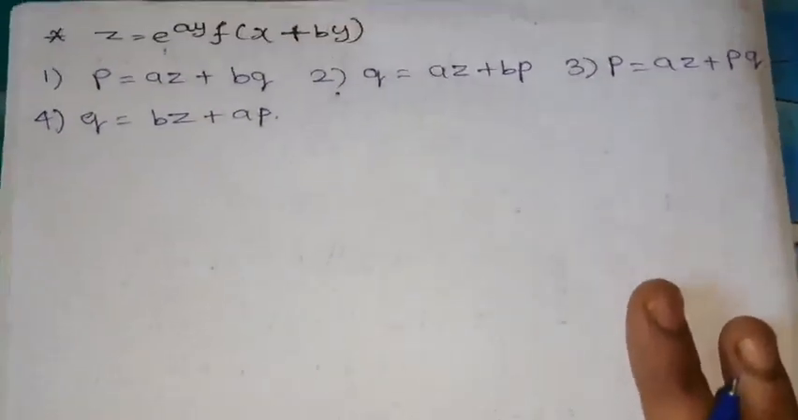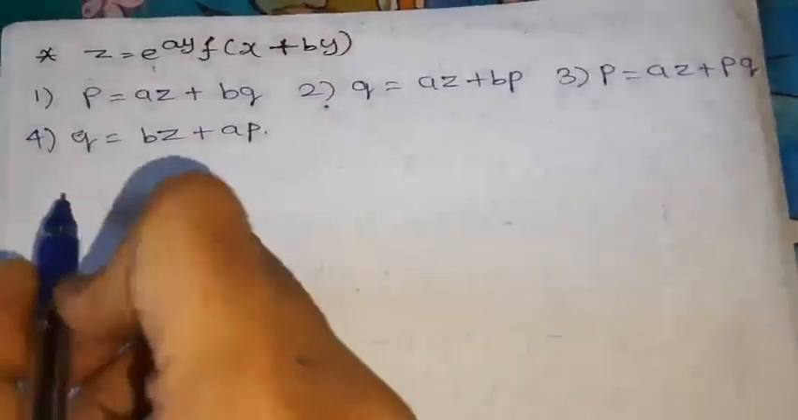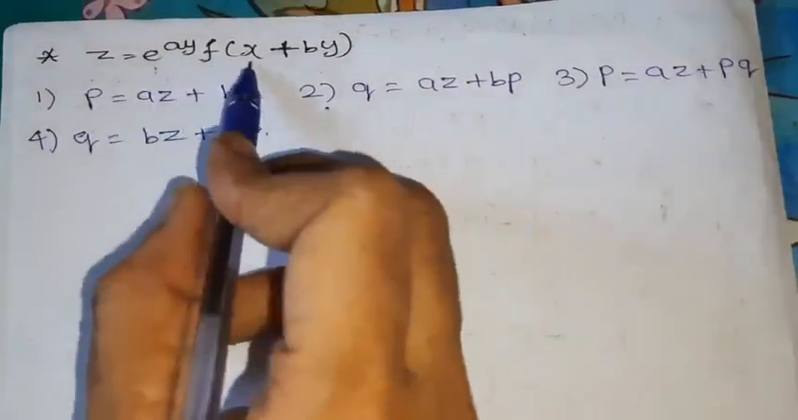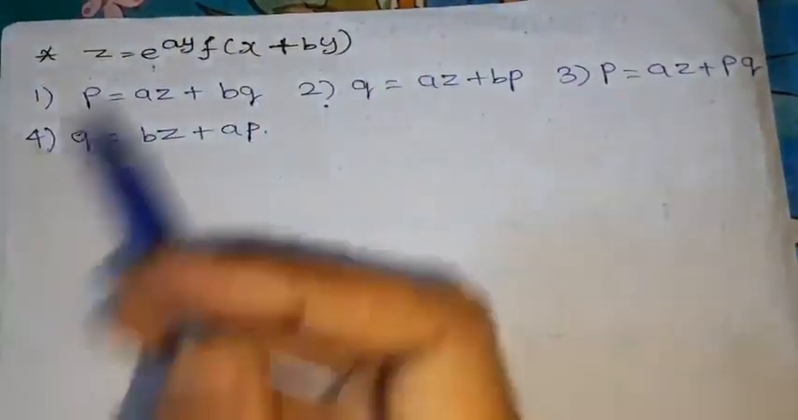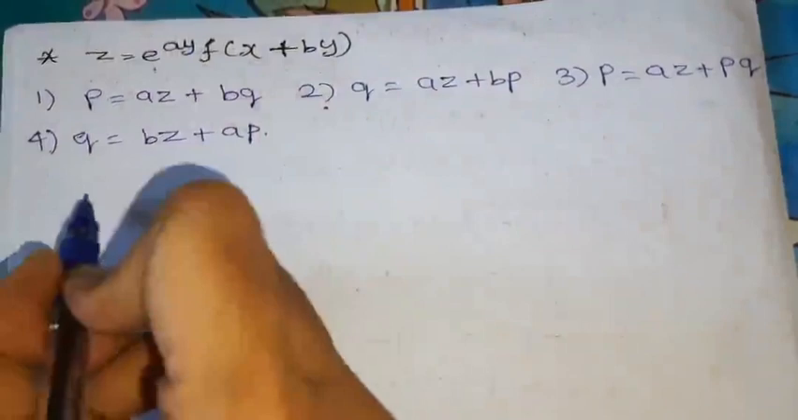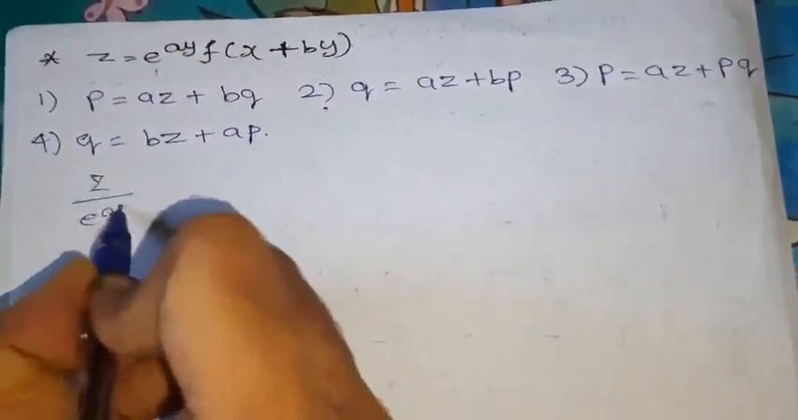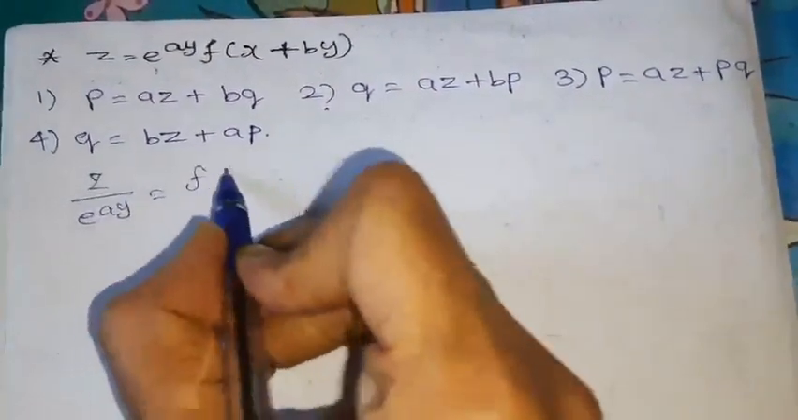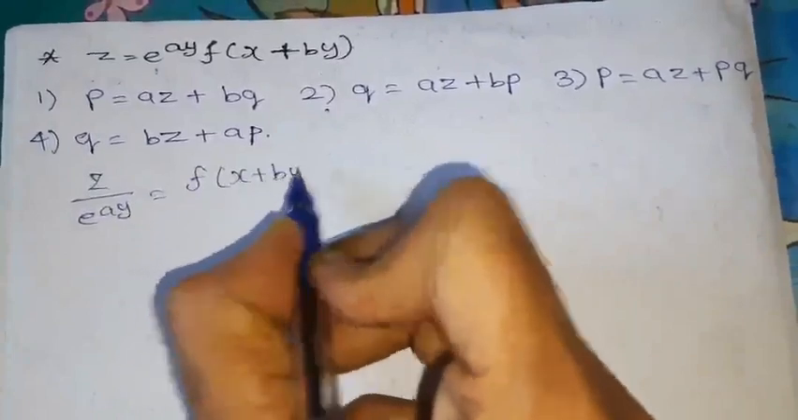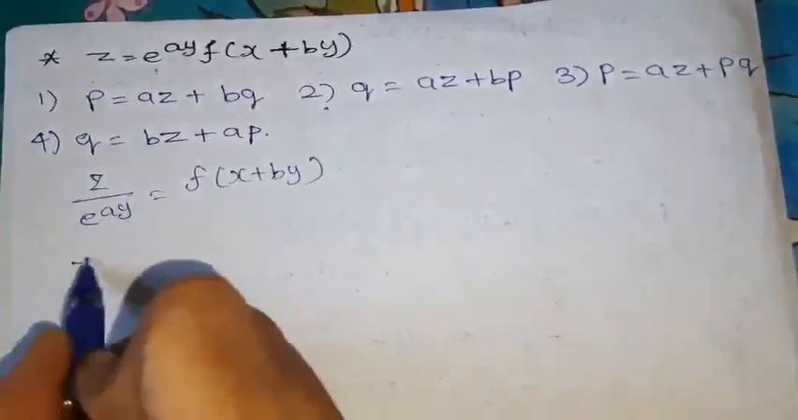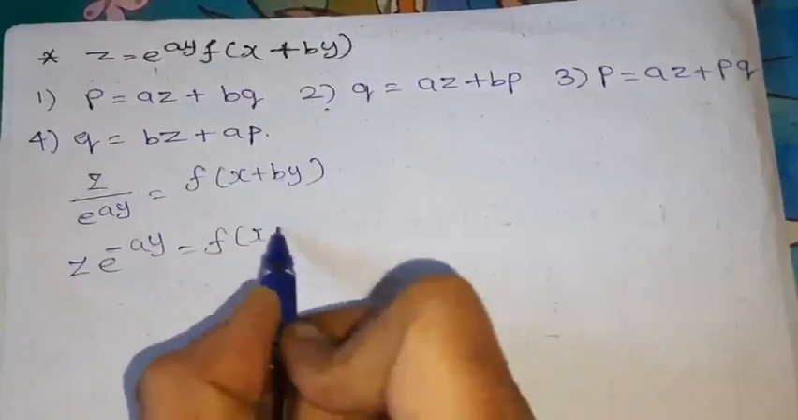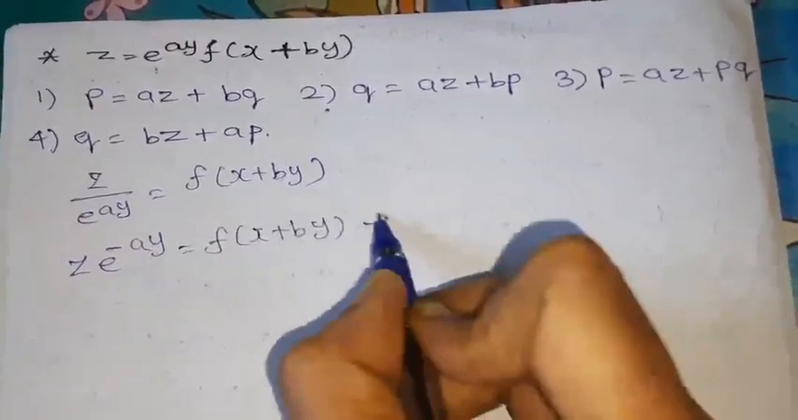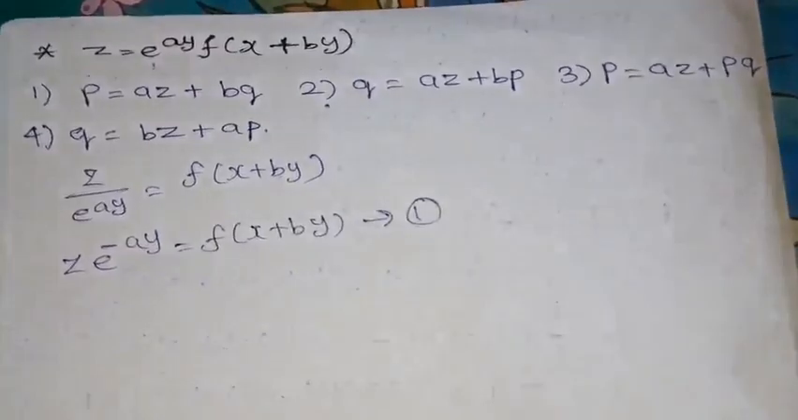What is given? Z equal to e power ay into f of x plus by. So e power ay is a function of x and y. We will take this term to the right hand side, so we can write e power minus ay into z equal to f of x plus by. This is equation 1.